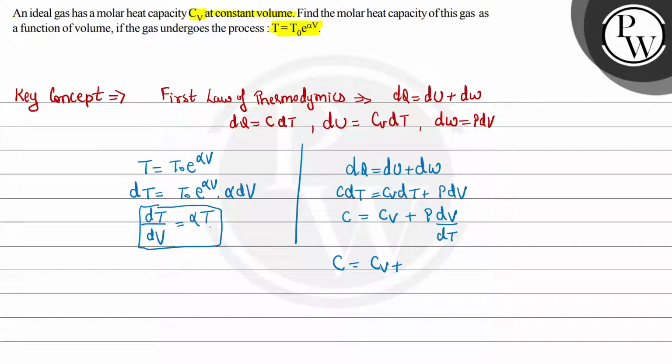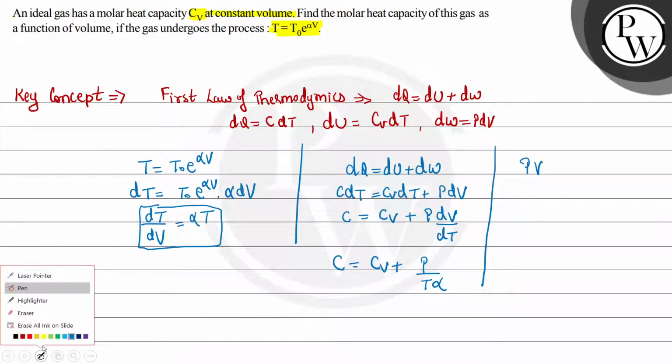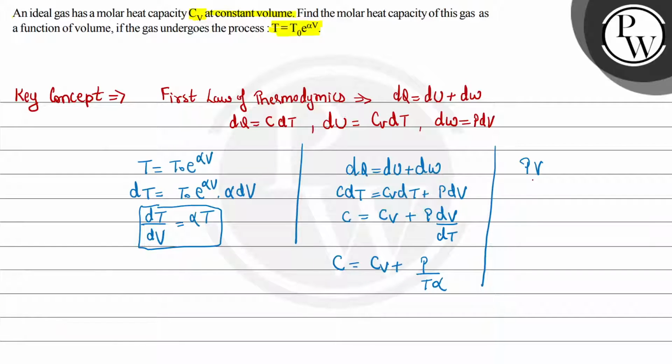So what is dV by dT? It is 1 upon alpha T. So we can write this as P by T into alpha. Now we use one more equation, the equation of the ideal gas. PV is equal to nRT. Here n is 1, so PV is equal to RT, and the value of P by T will be R by V.